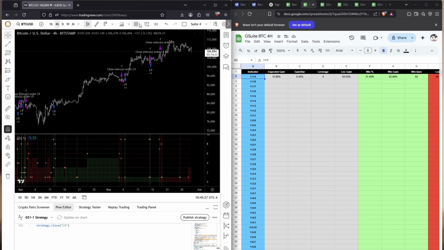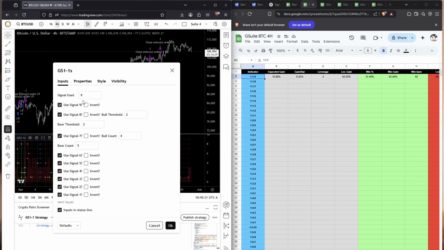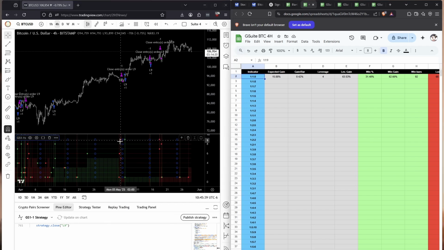I've already got strategy 1 loaded up, and it's going to default to starting at signal 1. I'm going to start at signal 9 because that is the order they are in here. They're top to bottom, so in the spreadsheet, they're top to bottom. And I'm going to go through and start entering the data.